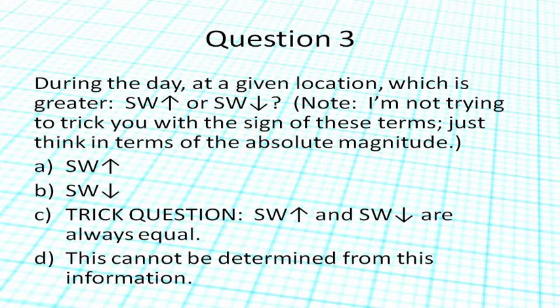Again, especially the atmospheric science majors and minors who are in this class might get themselves a little bogged down thinking, oh, but is shortwave up positive or negative? It kind of depends on what classes they've had. Just think in terms of absolute values here. In terms of absolute values, which is greater, shortwave up or shortwave down during the day?